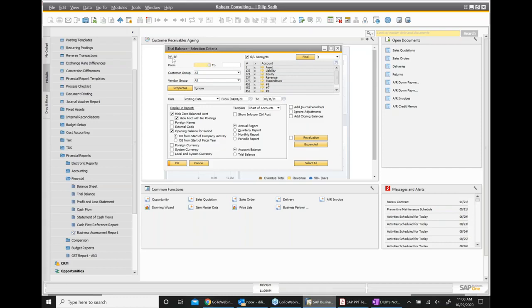You don't want business partner, you can remove it. You want it, you can select it. You don't want GL account, you can deselect. You want it, you can select it. You want level 1 detail, you want level 2 detail, you want level 3 detail.